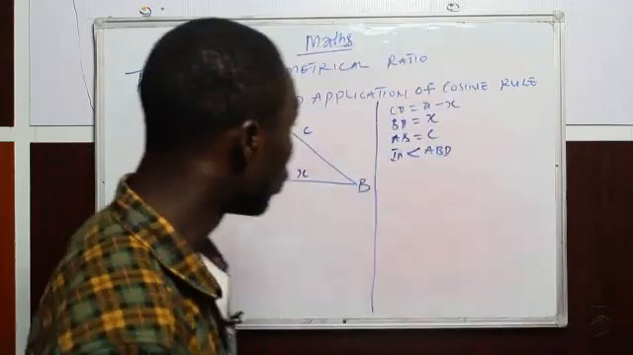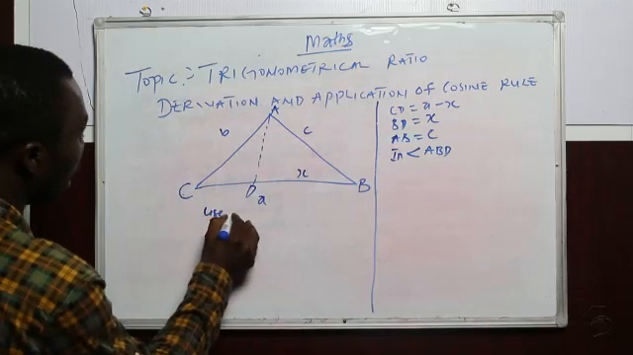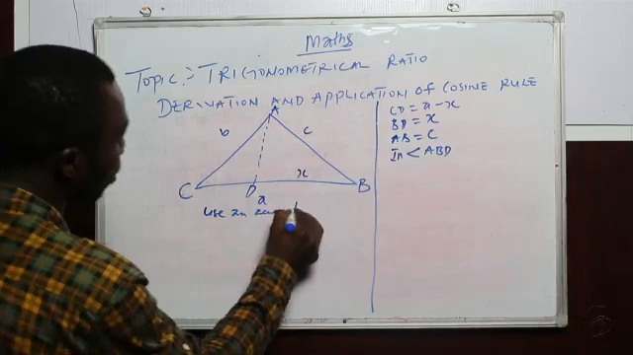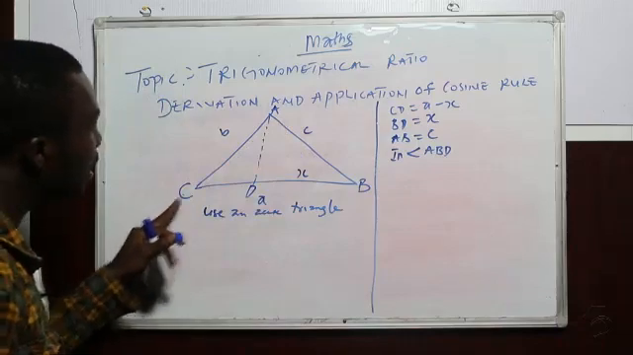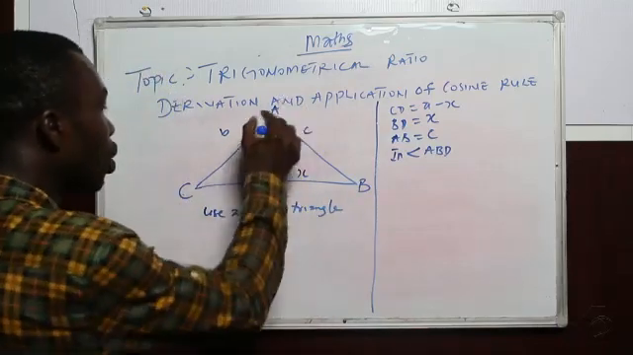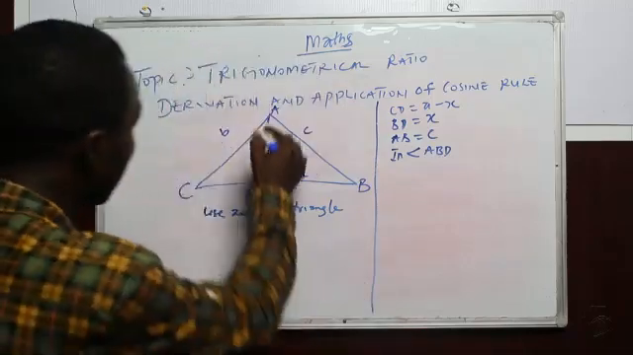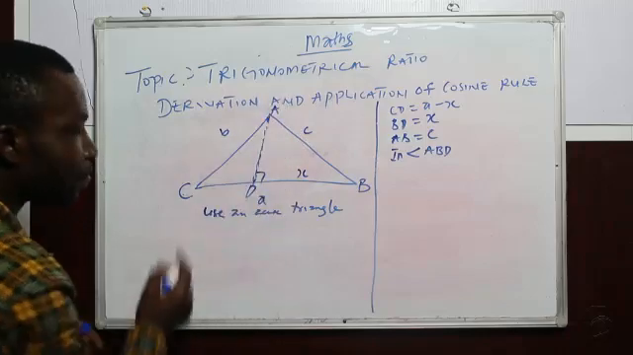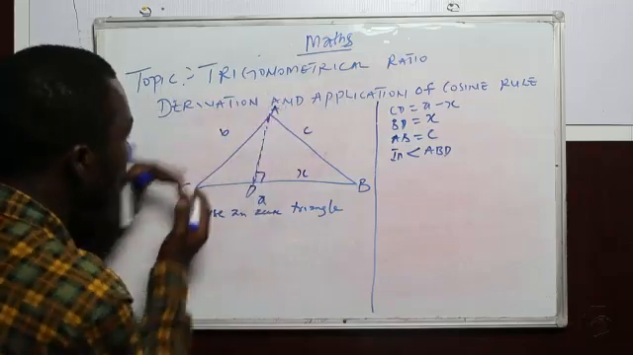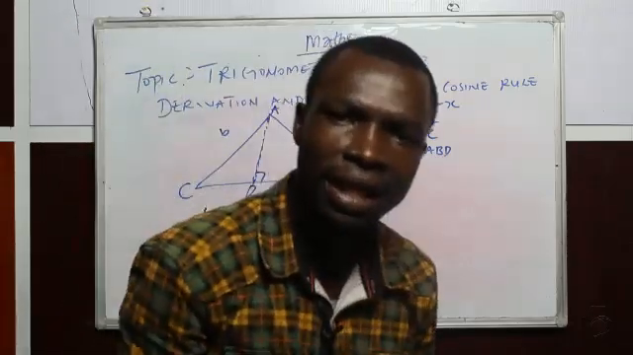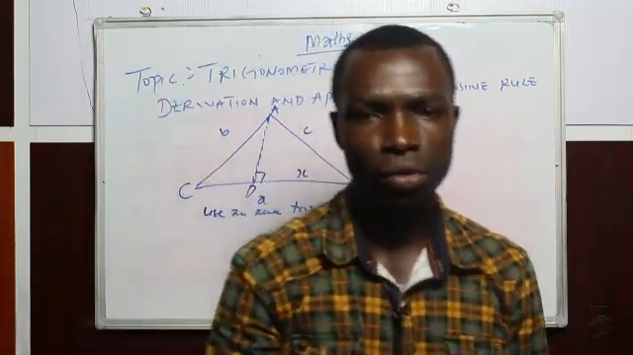To prove cosine rule, we use an acute triangle. An acute triangle ACB. Look at the perpendicular here. It did not divide it equally. It shows that this angle here, ACD, is less than 90 degrees. It's an acute triangle, and that's what we are going to use to prove this cosine rule today.